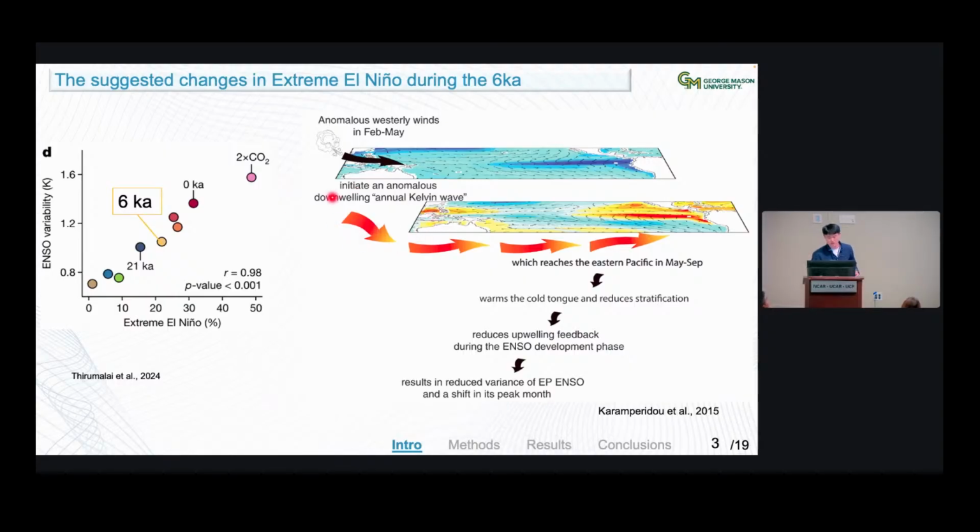westerly winds over the Western Pacific, which initiates downwelling Kelvin waves to the east, which reduced the stratification and deepened the thermocline. Therefore, we had reduced the variance of Eastern Pacific El Nino events.